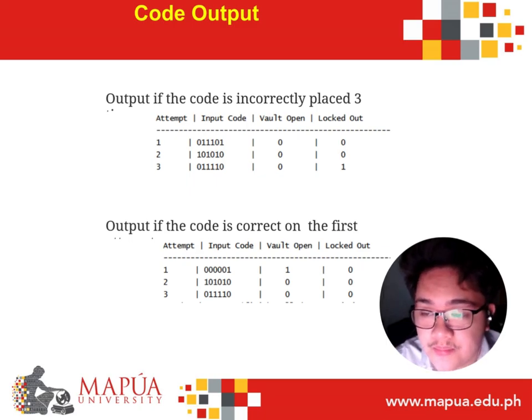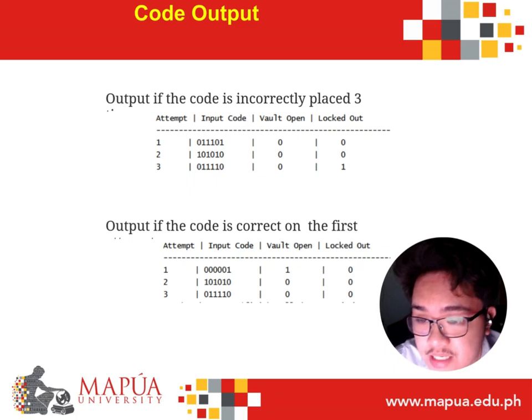By running the program, this will be the output of our DOE. There will be two cases of outputs here. The first one is if the code is incorrectly placed 3 times. As you can see in the output below, if the input code has been incorrectly inputted, the system will lock out. As you can see there, the lockout has a 1 on the third attempt because the third attempt is wrong.